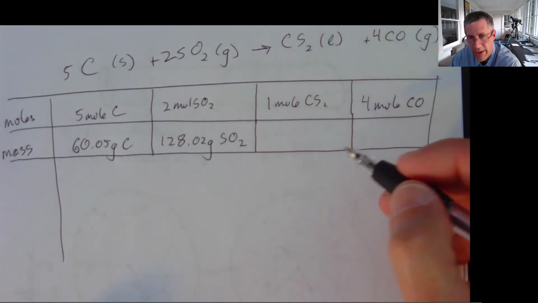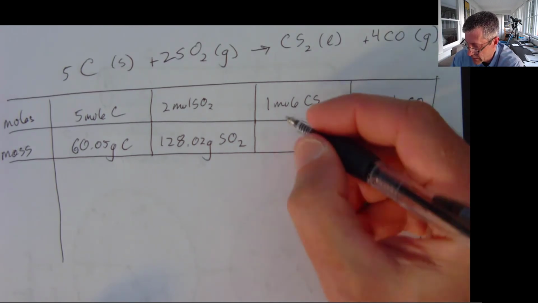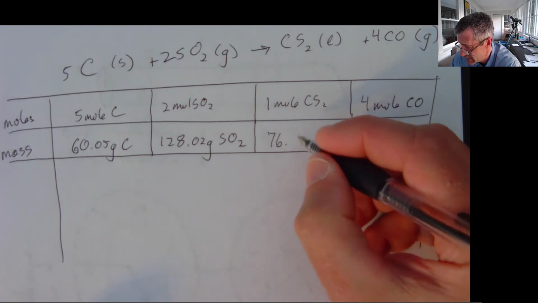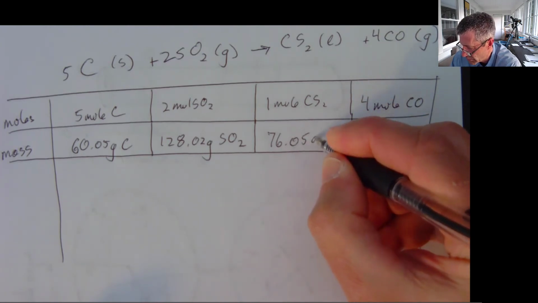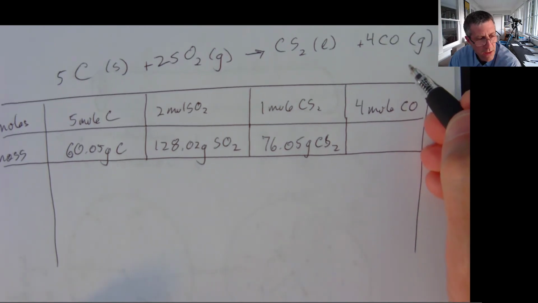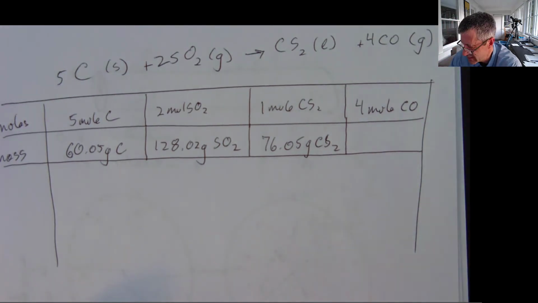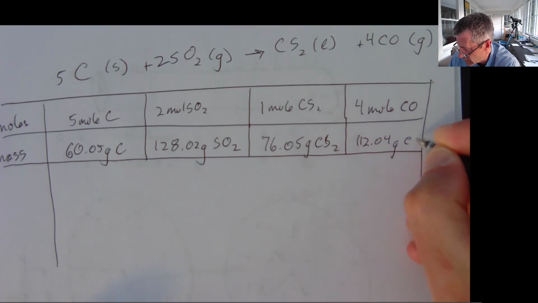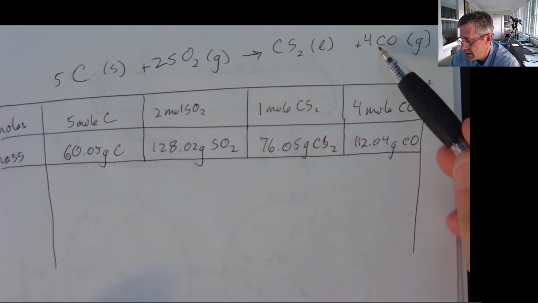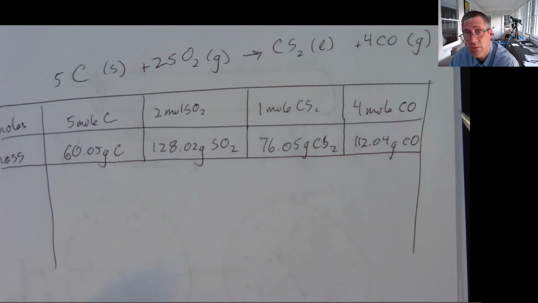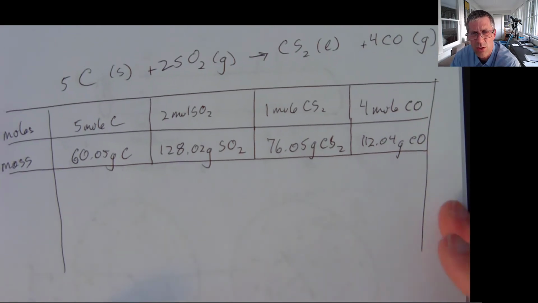Two more to do. I have carbon disulfide, and I'll do the same math on that and discover that's 76.05 grams of CS2. And carbon monoxide, I'll do that math and I'll discover that's 112.04 grams of carbon monoxide. Again, each carbon monoxide is only going to be 28, but I've got 4 of those, so I'm going to end up with a larger total mass.